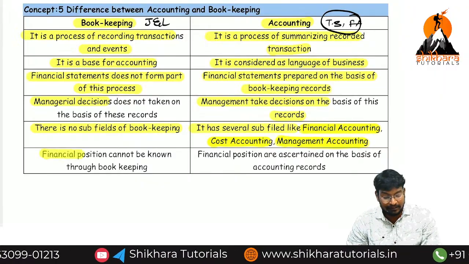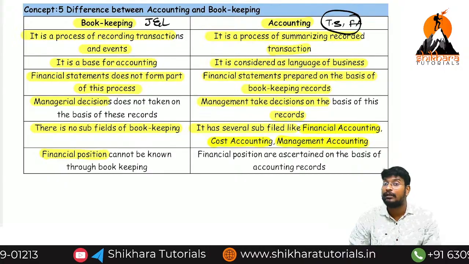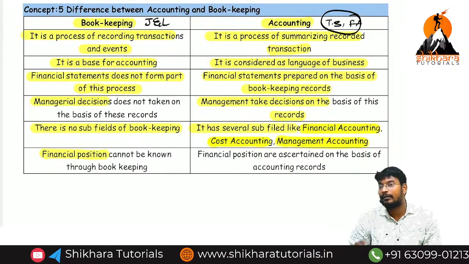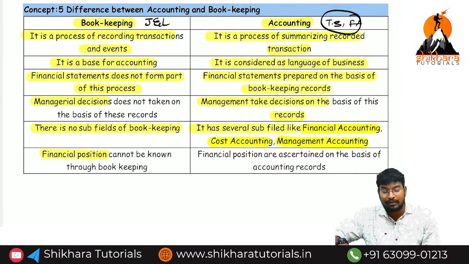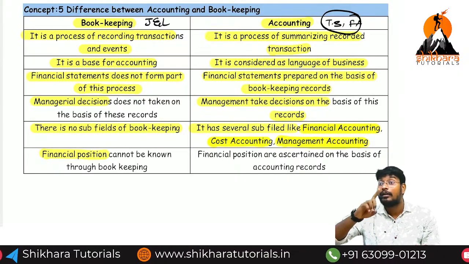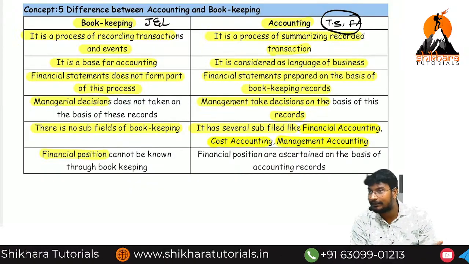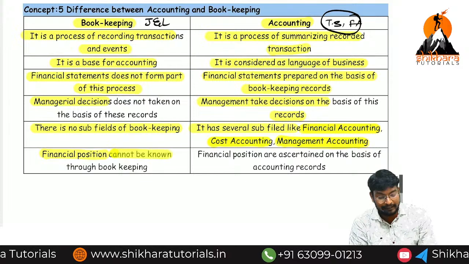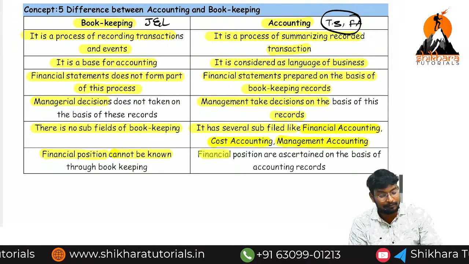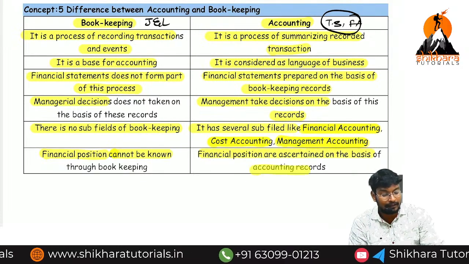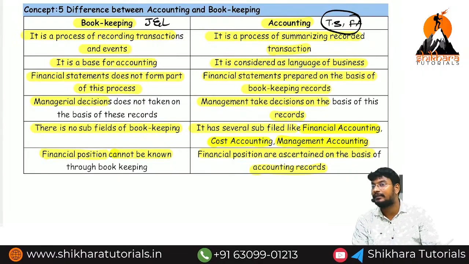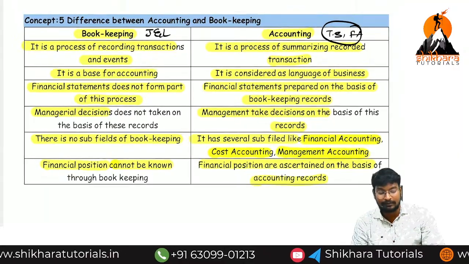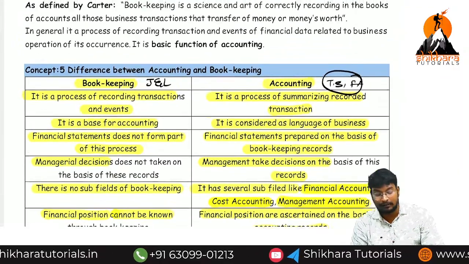Next, financial position. What is the meaning of position? Solvency position. We can identify the position from accounting, not from bookkeeping. Balance sheet, where will it be there? In accounting. Financial positions are ascertained on the basis of accounting records, nothing but the balance sheet. We can identify the financial position. Are you getting the point? This is the main difference between accounting and bookkeeping.